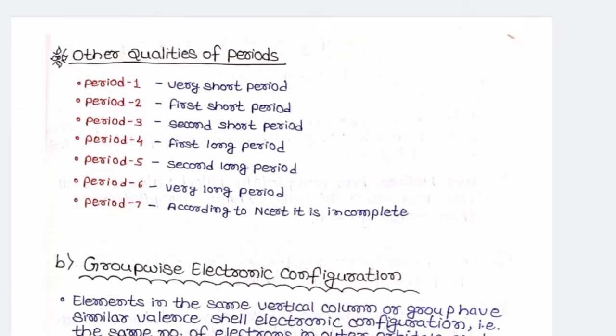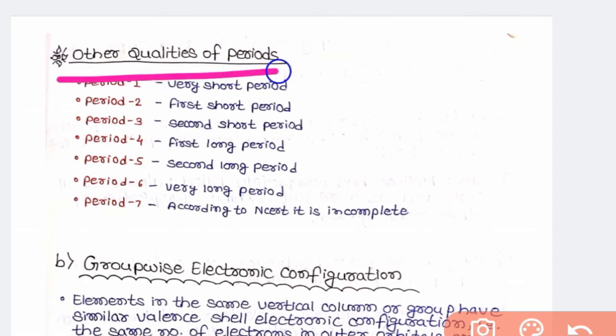Now let us come to other qualities of periods. Period 1 is also called very short period. Period 2 is the first short period, and period 3 is also called second short period, and period 4 is also called first long period, and period 5 is also called second long period, and period 6 is called very long period, and period 7 according to NCERT is an incomplete period.